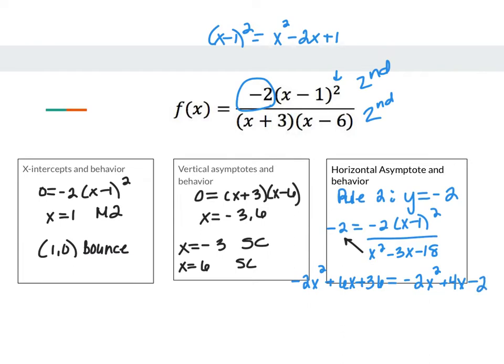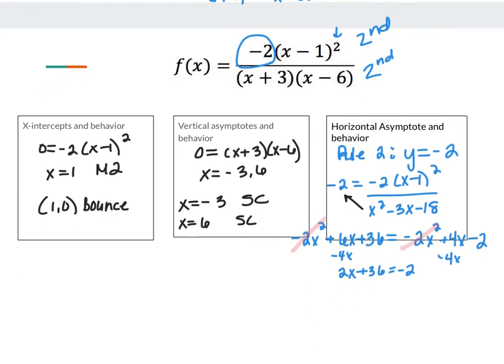What we notice is that there's a negative 2x squared on both sides, so that cancels each other out. We're going to move the 4x from the right to the left. Again, we're working on our way to get x by itself. We'll move that 36. So we get 2x equals negative 38, and x equals negative 19.